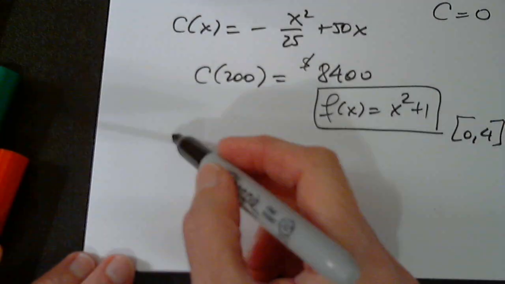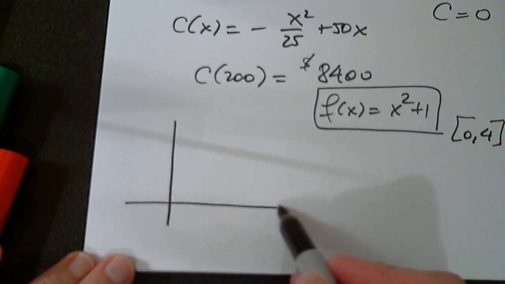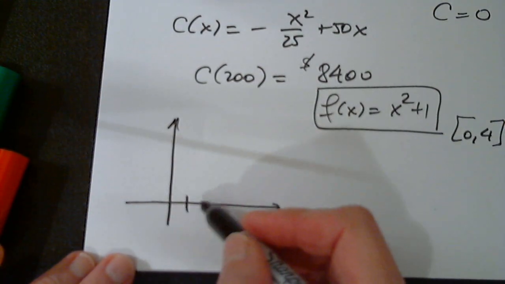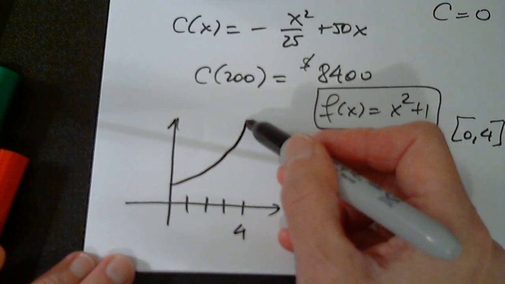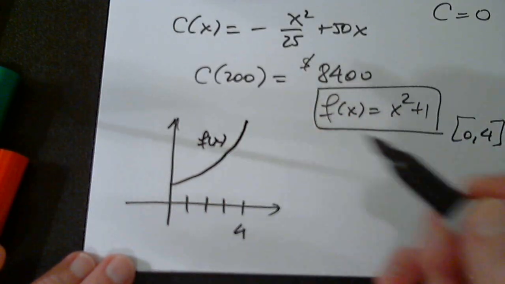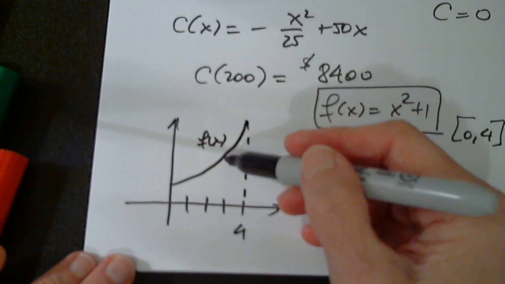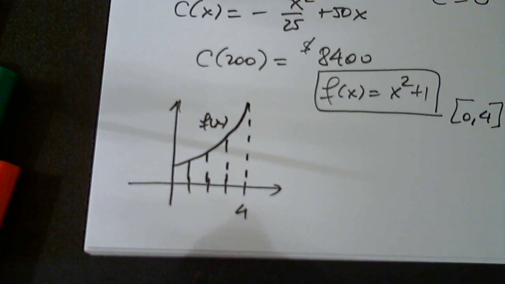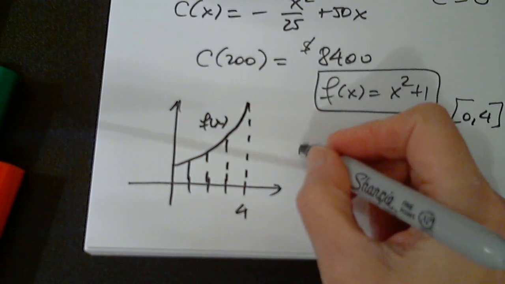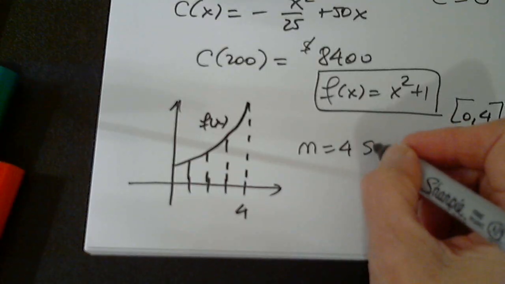But when we graphed this function last time between 0 and 4, it was something like this. So this is our f of x. And we used 4 subintervals. And we used the leftmost point, the rightmost point. One of them gave us an overestimate. The other one was an underestimate. But remember, we used n equals 4 subintervals.